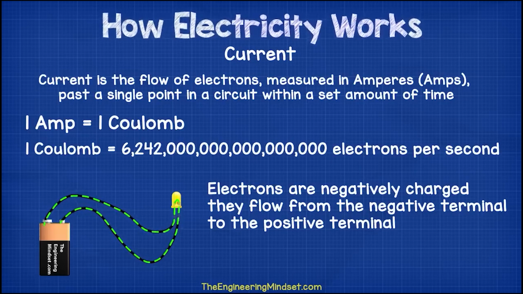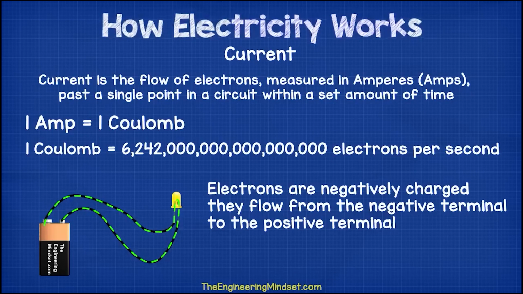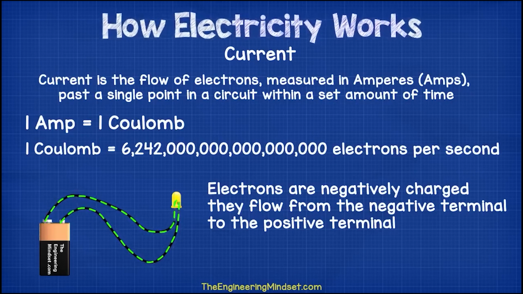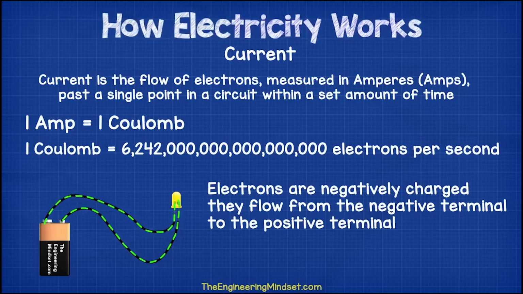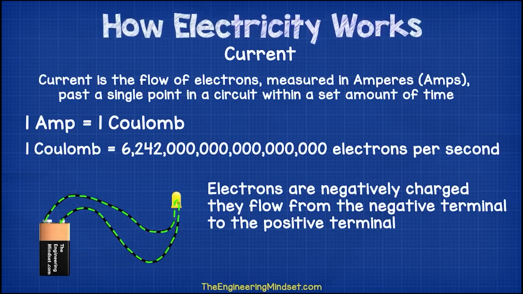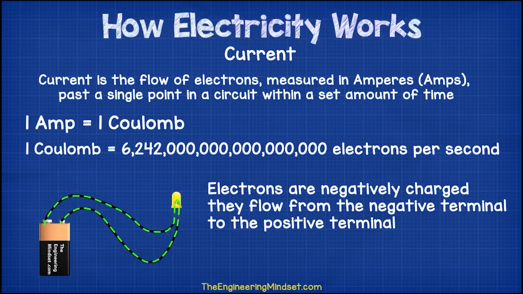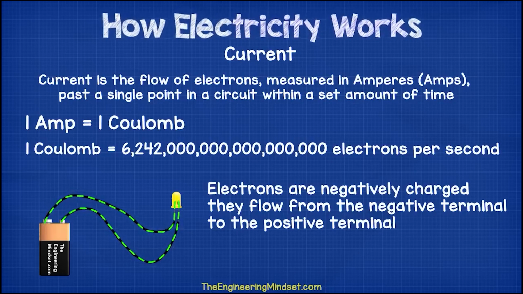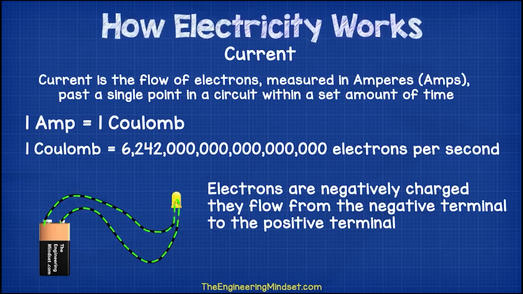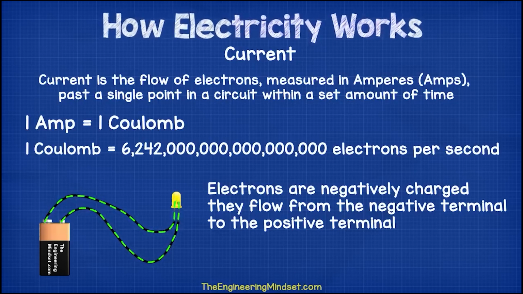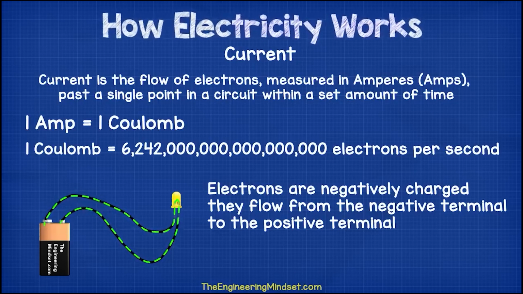To measure the flow of electrons, we use the unit of amp. 1 amp means 1 coulomb per second, and 1 coulomb is a group of electrons. The group is incredibly large and is approximately 6,242,000,000,000,000,000 electrons, and that has to pass in 1 second for it to equal 1 amp. That's why electrons are grouped together and just called amps to make it easier for engineers.